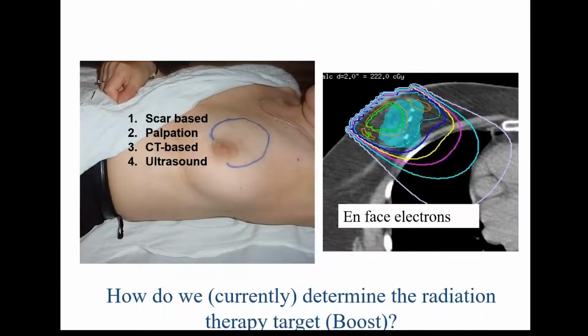And when we look historically at how boost radiation has been practiced through most of the world, we have had a variety of different localization techniques explored over the years, although currently CT-based localization appears to be the dominant technique. But most of us use en face electrons to deliver the boost. Next slide.